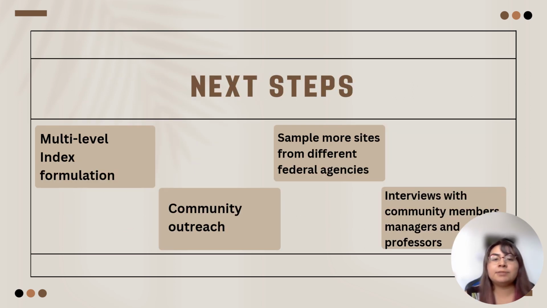And then my next step is creating an index formulation, which is really important to gauge how well federal agencies and tribal nations engage with one another, especially when it comes to recreation management. And this is just one of those sections, part of outdoor recreation management. And then doing more community outreach, sampling more sites from different federal agencies. That would be really great to get that diversity.